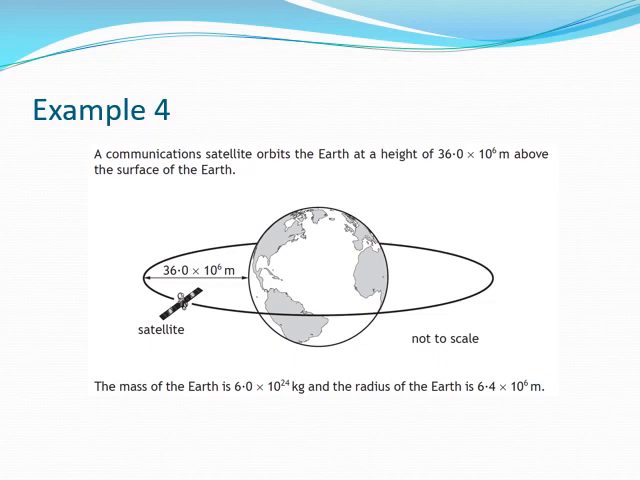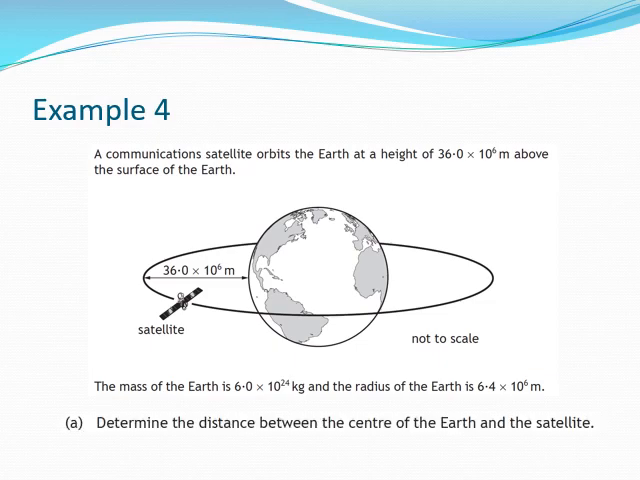Okay, so let's have a look at a slightly different problem here. We've got a question that tells us there's a communication satellite orbiting the Earth at a height of 36.0 times 10 to the 6 meters above the surface of the Earth. We're given the mass of the Earth, 6.0 times 10 to the 24 kilograms, and the radius of the Earth, 6.4 times 10 to the 6 meters.